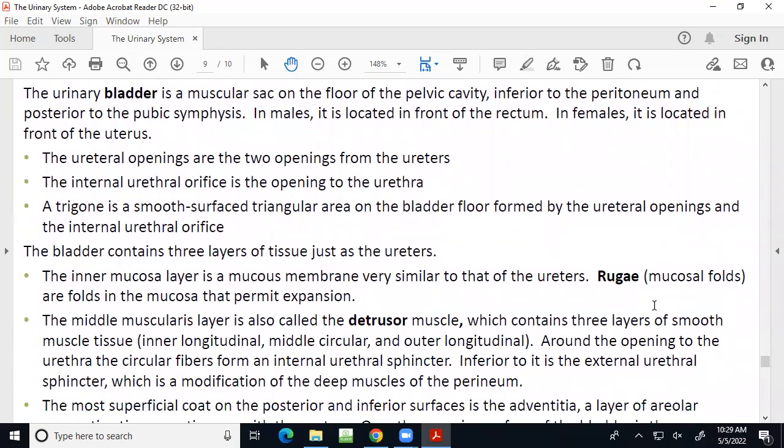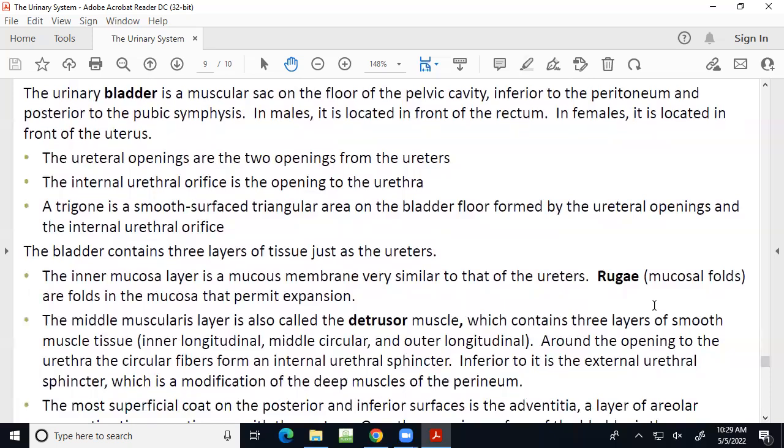The bladder is a lot like the stomach in that it is a sac made up of a lot of muscle and can hold our urine just like our stomach can hold food. But this muscular sac is on the floor of our pelvic cavity, sitting inferior to the peritoneum and posterior to the pubic symphysis, which, if you remember, is that little piece of cartilage between your 2 hip bones. In males, it's located in front of the rectum, and in females, it's located in front of the uterus.